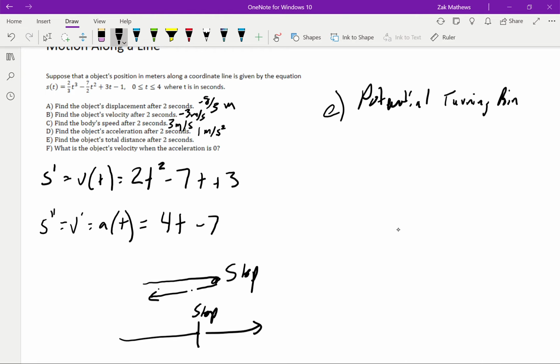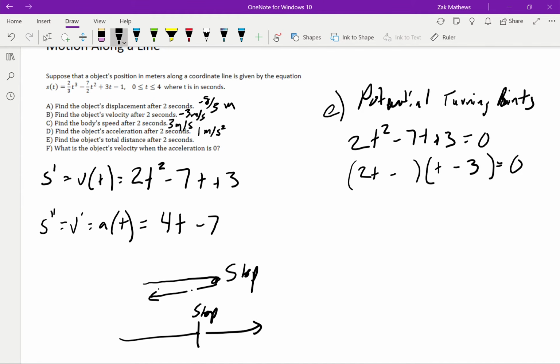All right, so I'm going to set my velocity equal to 0. Remember the velocity equation was 2t squared minus 7t plus 3. I set that equal to 0. This is a quadratic, so I can factor it. Anytime we have a nonlinear equation, we want to factor it in some way. We can use the rational zeros theorem. We can use synthetic division. In this case, it is just quadratic, so I can factor as 2t and t. It's going to have to be a minus 3 and a minus 1. So I get t is equal to 1/2. I get t is equal to 3.